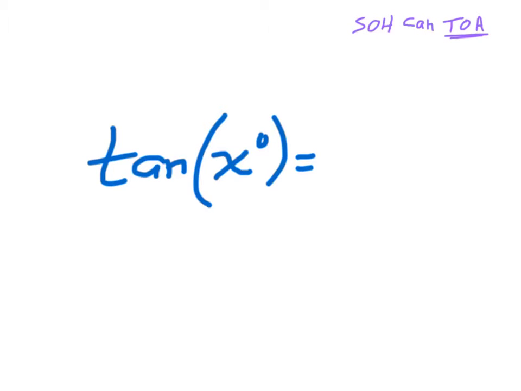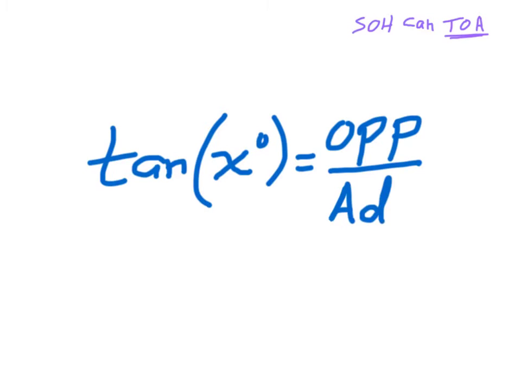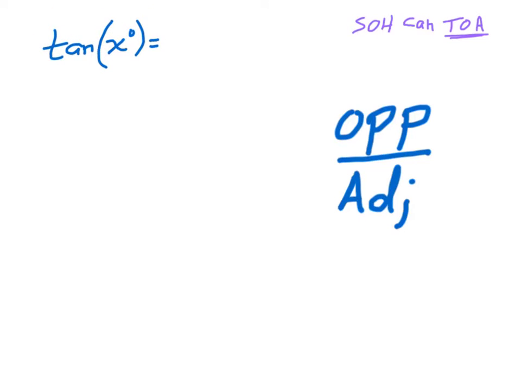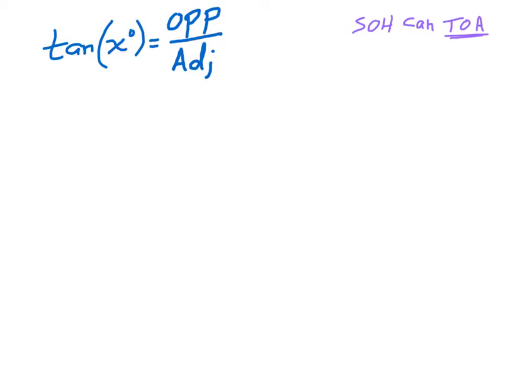And we also already learned that in the SOH, it's always the fraction O divided by H. In the CAH, it's the A over H. So the TOA would be the O over A. So you have your opposite divided by your adjacent. So that's the actual equation. That's the formula. Let's go ahead and shrink this thing down in 2 parts here.